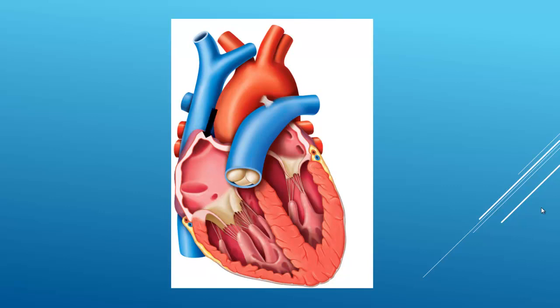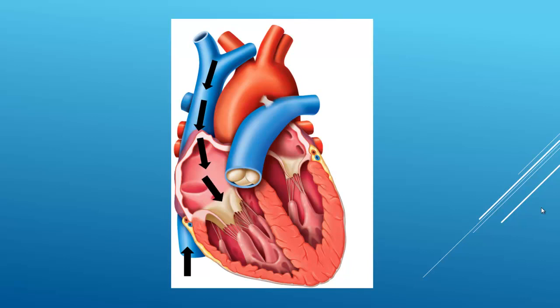So what we have is deoxygenated blood entering the right atrium of the heart. And then that's going to be coming down from the superior vena cava, or SVC. And this is deoxygenated blood entering from below the heart in the inferior vena cava, or the IVC.